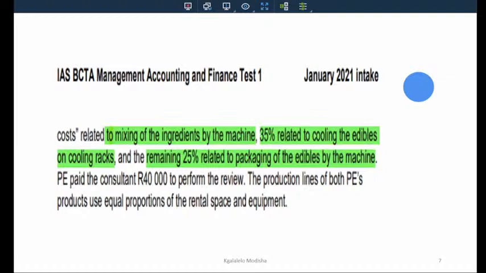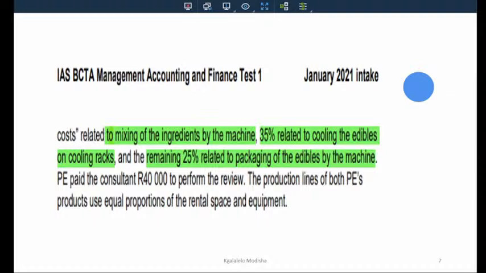That's what drives the cost, the machine time. Are you seeing that? Do you see how I don't have to explicitly tell you that? 35% relates to cooling the edibles on the cooling racks. So do you agree that cooling, what drives the cooling?